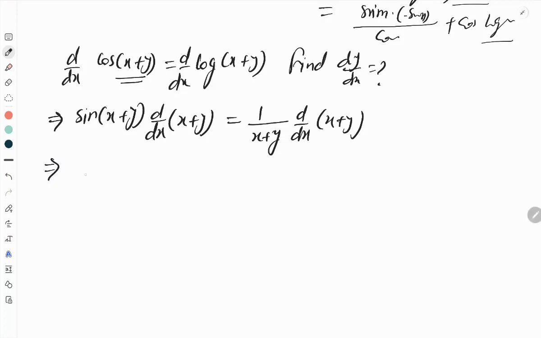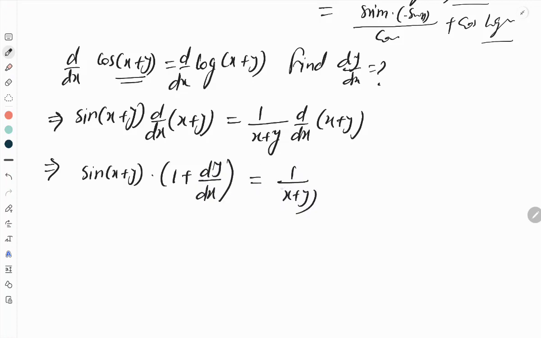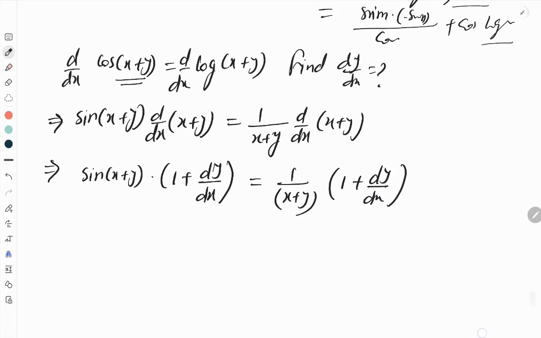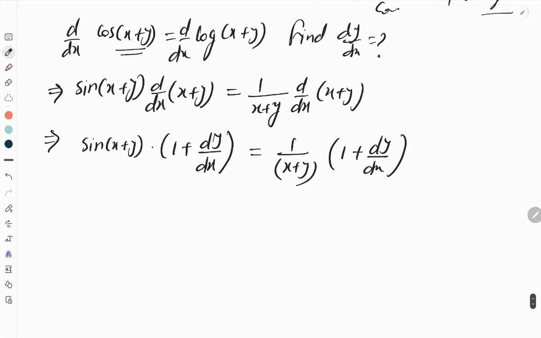From here, what will we get? sin(x + y) times dy/dx of x is 1 plus dy/dx. On this side, 1 upon (x + y), and dy/dx of x, the first function, is 1 plus dy/dx, the derivative of the second function. We have to collect dy/dx.